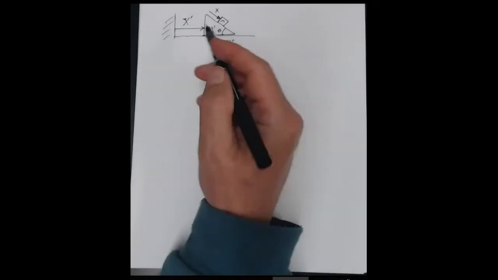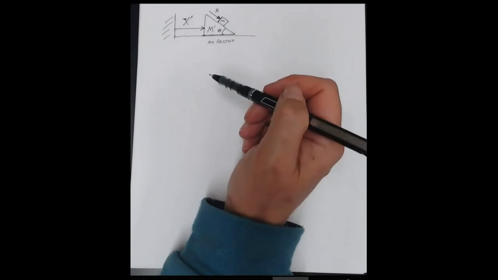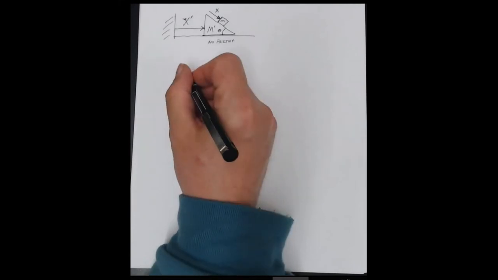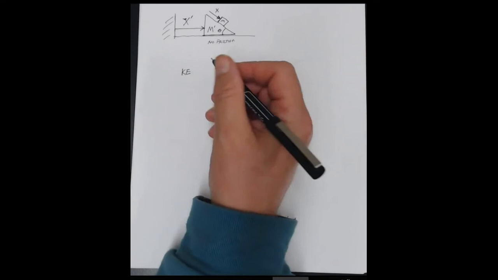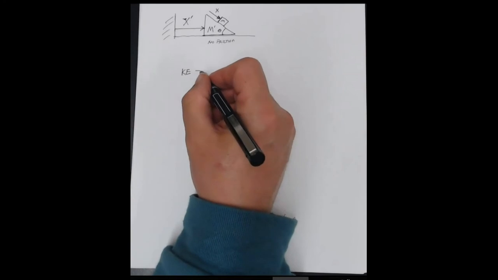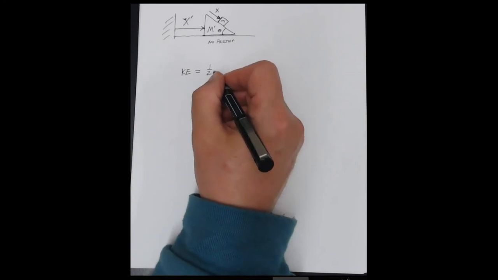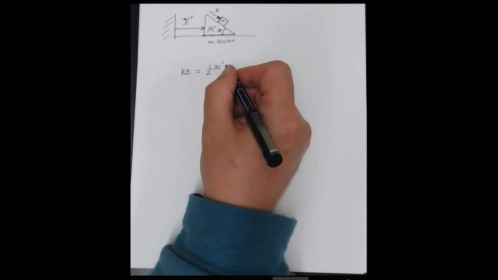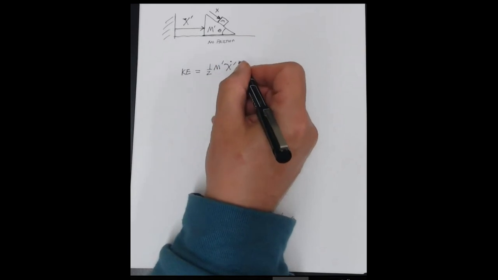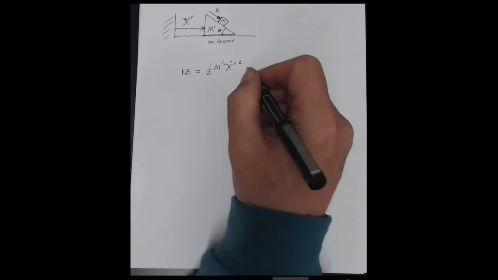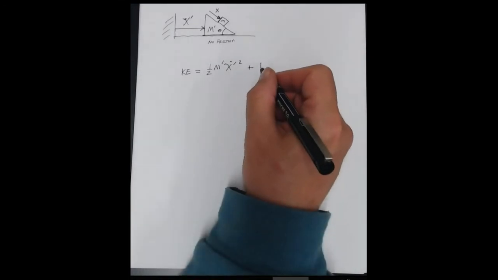So there's 2 degrees of freedom for this problem, and we're going to have to use 2 dimensions. Our coordinates are big X prime and little x. So let's find the kinetic energy. The total kinetic energy is going to be for the big wedge and the little mass.